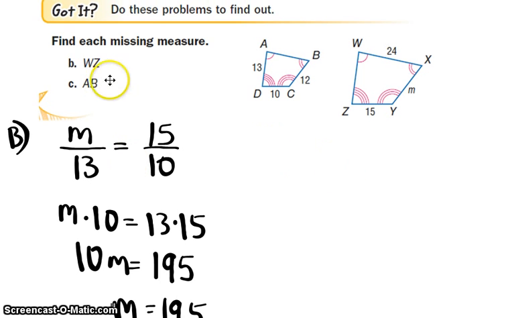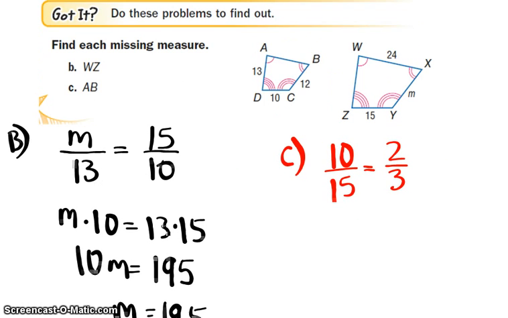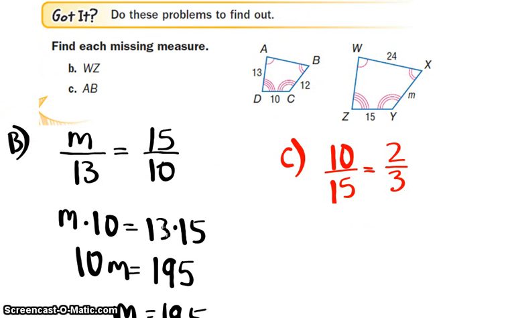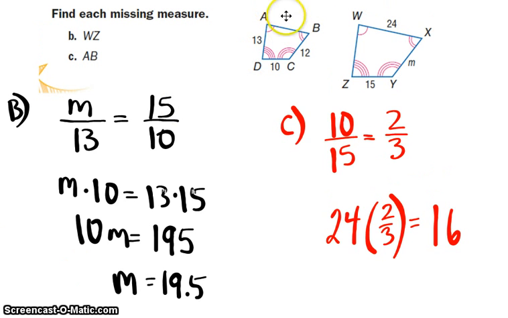Okay. Now this one, for AB, we're trying to find this missing piece right here. I did it using a scale factor. I took 10 fifteenths, and I reduced it to 2/3. Here's my scale factor. So I'm going to take that corresponding side to AB, which is 24, and multiply it by 2/3, and I get 16. So this missing side right here, AB, is 16. Now I could have set it up like this and still gotten the same answer, and that works. I don't care which way you do it. Whatever you understand the best is how you can do it, as long as you show your work.